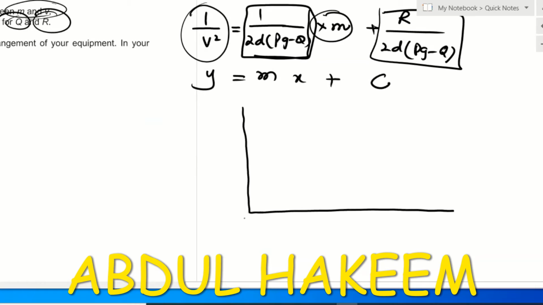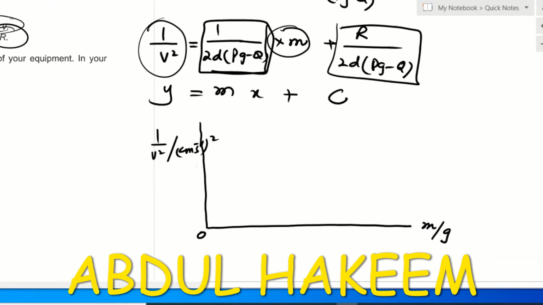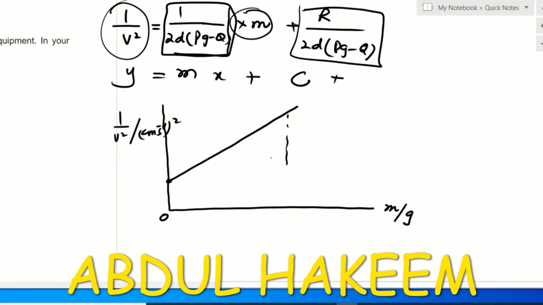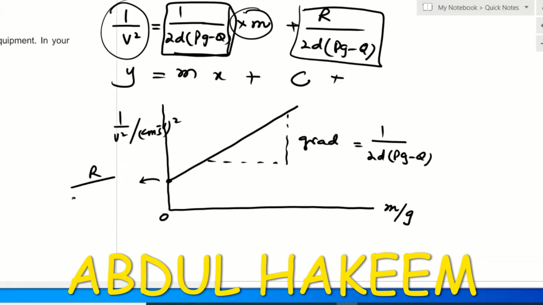So first of all, we will label the origin, then mass in gram or kg, then 1 over v square in centimeter second power minus 1 whole square. The gradient is positive, y-intercept is positive. We will draw a straight line with some gradient positive and some intercept positive. Okay, then we will write here the gradient of the line is 1 divided by 2d pg minus q, and this y-intercept is equal to r divided by 2d pg minus q.